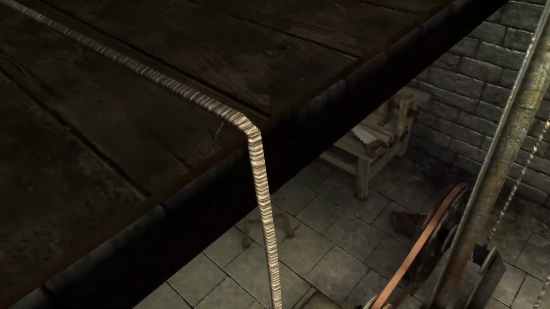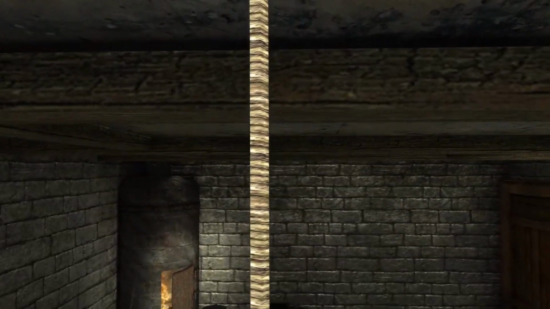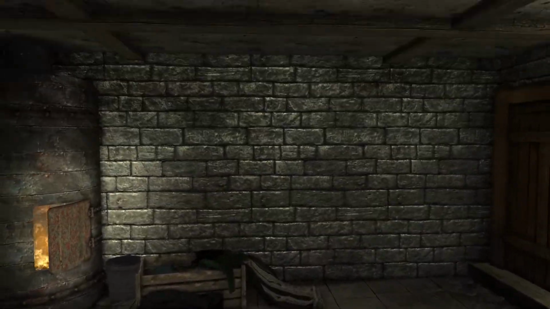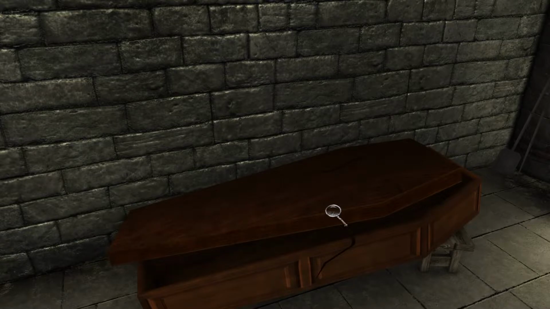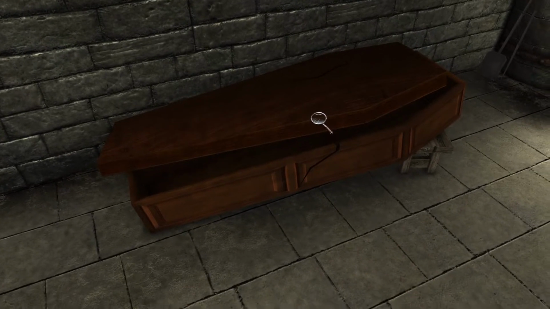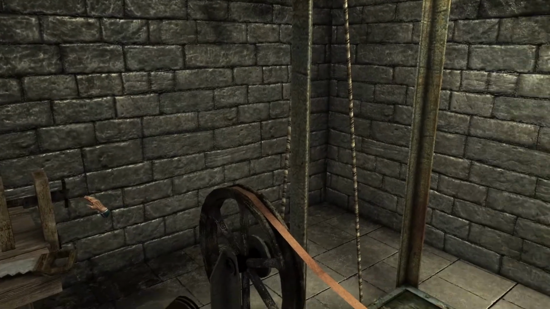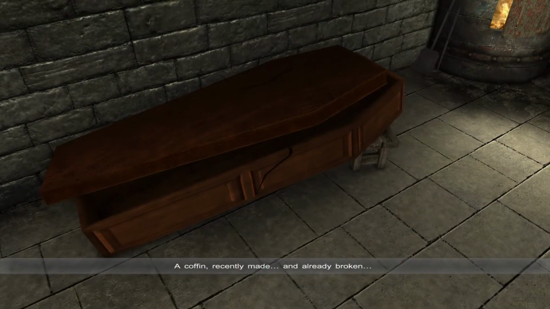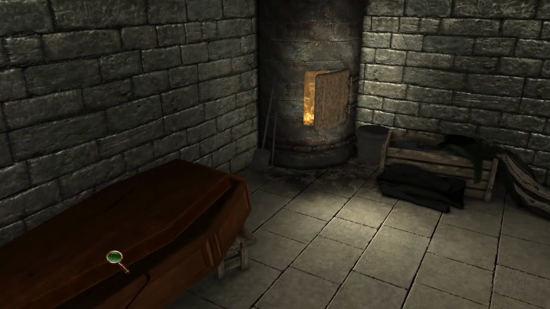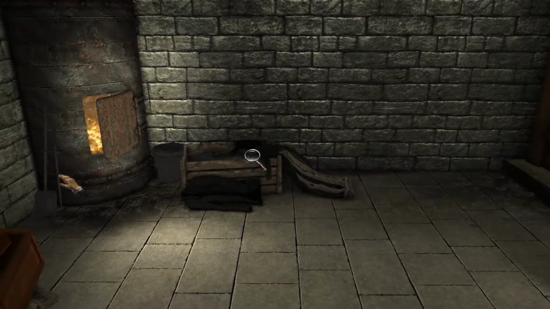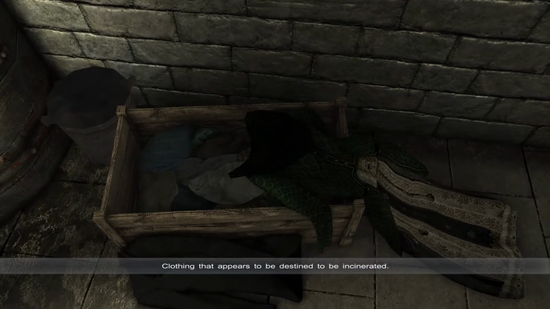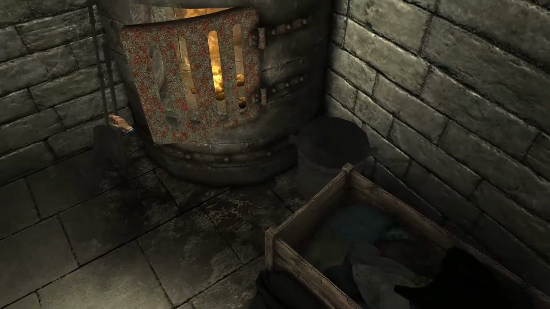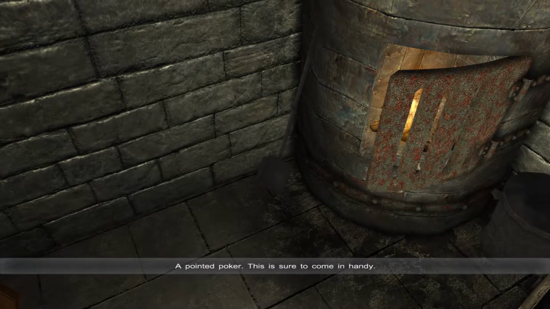To be honest, I don't know if I should have gone upstairs first. I'm almost certain we have to search both areas. Vampires, I see. I hope there are no vampires here. A coffin, recently made and already broken. Yes, and clothes. Clothing that appears to be destined to be incinerated. Yes. A pointed poker. This is sure to come in handy.